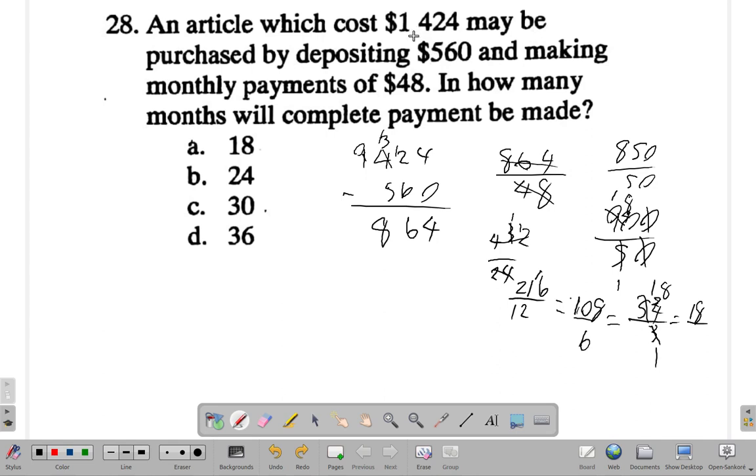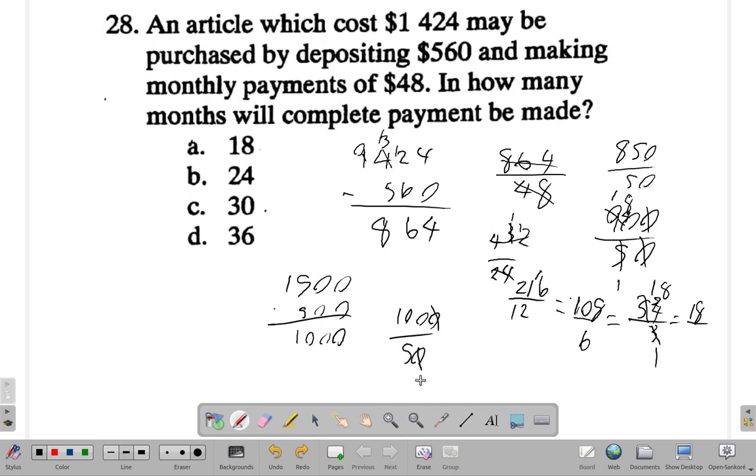I could approximate this to other numbers and get something kind of close to what I have here. Another thing I could do is jack this number up to 1,500 and jack this deposit down to 500. 1,500 minus 500 is 1,000, right? So I would say the customer has $1,000 to pay, and I could jack this up a little to 50. Divide the 1,000 by 50.